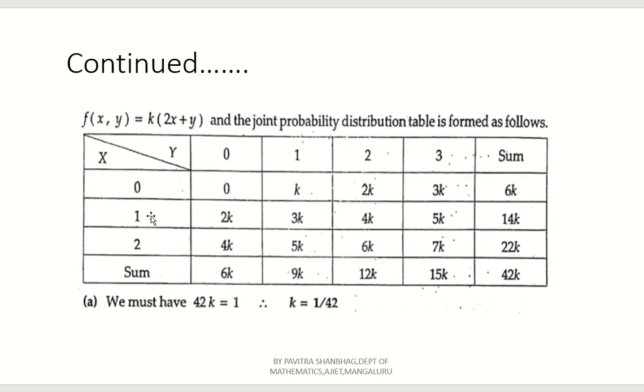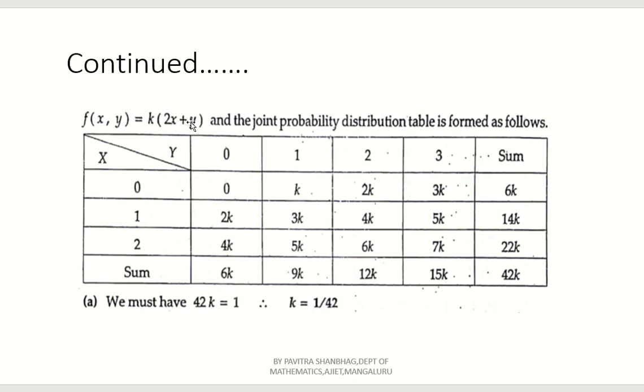Similarly, put x equal to 1, y equal to 0. What you will get? F of 1 comma 0 equal to k into 2 into 1 plus 0. So 2k right here. Next, x1, y1. So what you will get? F of 1 comma 1, that is k into 2 plus 1. So 3 into k. Next, put x1, y2. So what you will get? F of 1 comma 2. So k into 2 into 1 plus 2. So 2 plus 2, 4. 4 into k, that is 4k. Next, x1, y3. So what you will get?